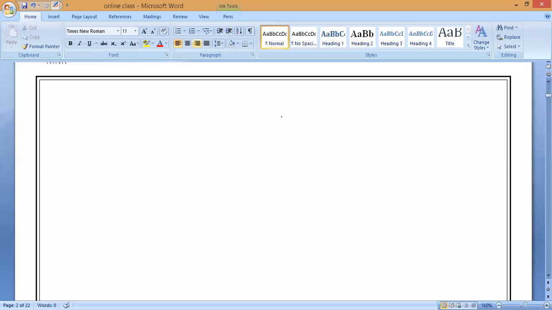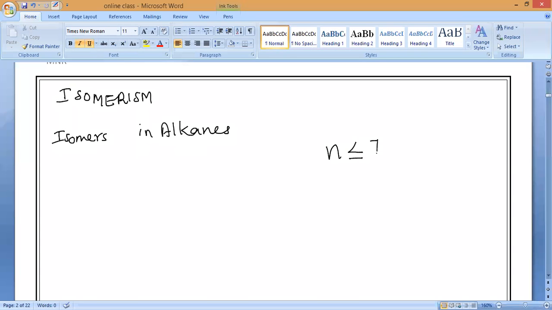So as we know, in the last class we studied what isomerism is, as well as isomers for alkanes. Yes? Isomers in alkanes we have studied. For alkanes with n less than or equal to 7, we will apply the formula 2 power n minus 4 plus 1.